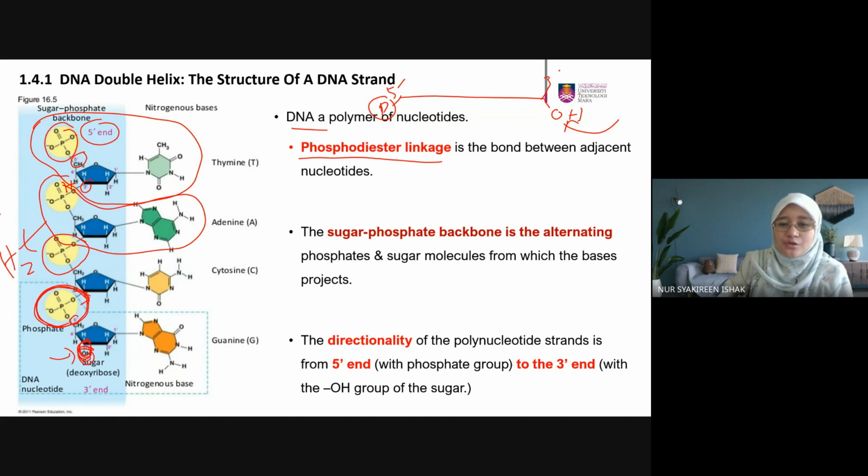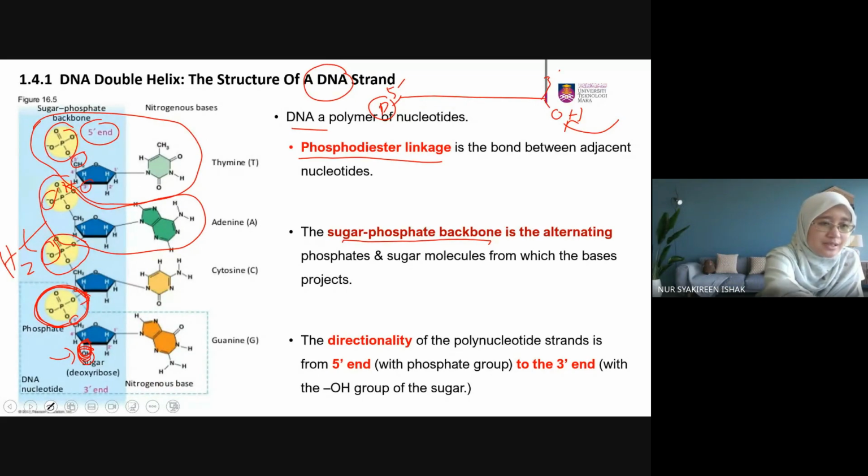So the sugar phosphate backbone is the alternating phosphate and sugar molecules from which the bases project. And then another thing that you have to take note of: why is the molecule called DNA? DNA, deoxyribonucleic acid. Due to the property of the sugar phosphate backbone, it is negatively charged. As you notice, it has a negative charge, where originally it releases hydrogen ions into the solution. So the property of DNA is that it is negatively charged.